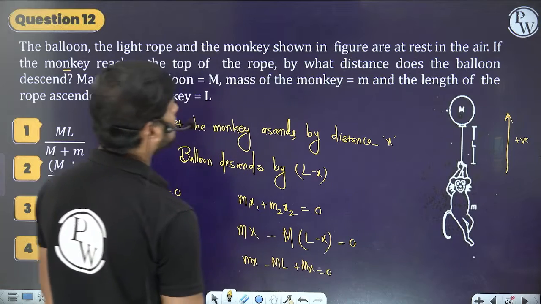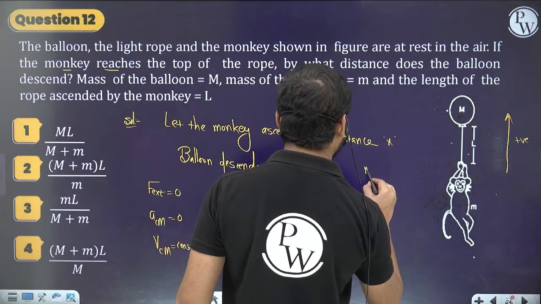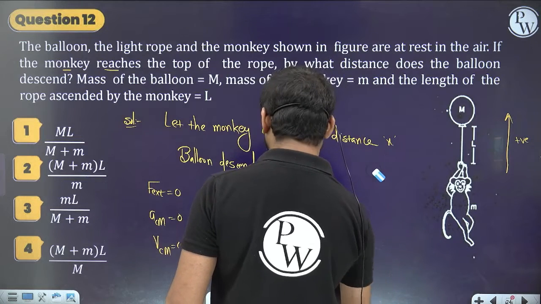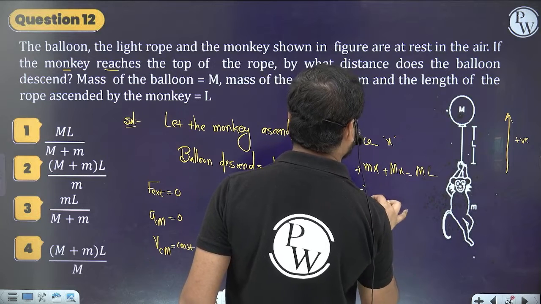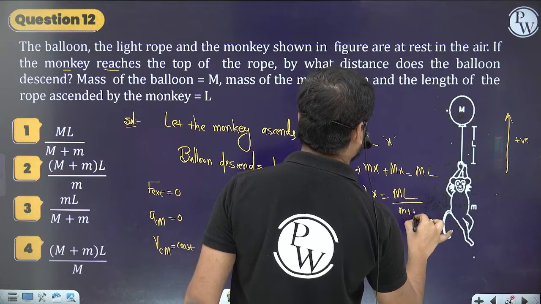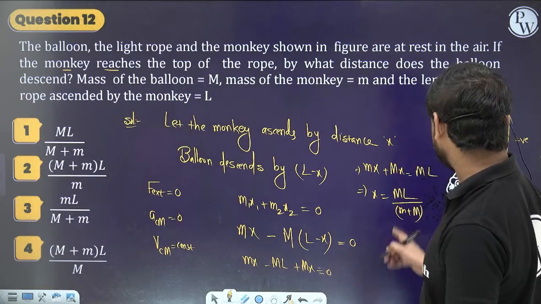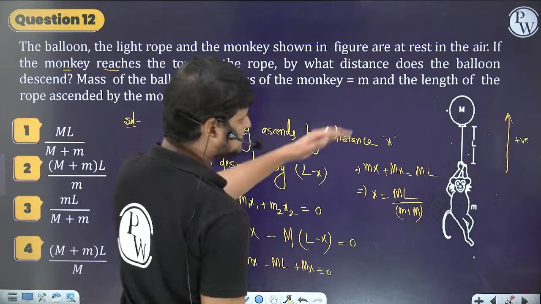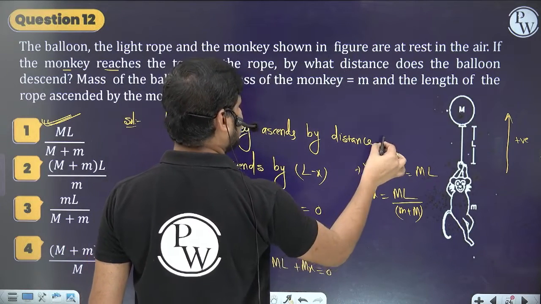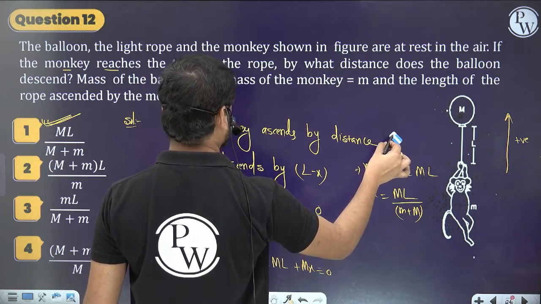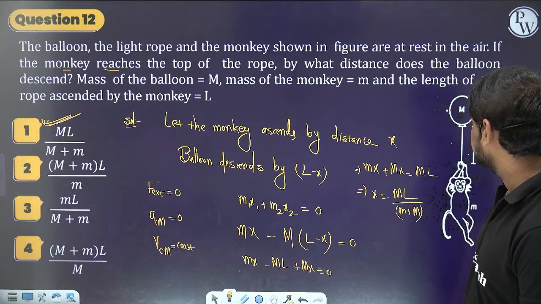What we require is by how much distance the balloon descends. That means l minus x we have to find. So first let's find the x value. We get Mx plus mx is equal to Ml from here. If you take x common, it is going to be Ml by M plus m, yes or no? So that's the distance the monkey will ascend. Or else let's do one thing: let the monkey ascend by x, no problem, same concept, same thing you get. So x is equal to Ml by M plus m. Clear guys? Understood? Chal, let's move further.